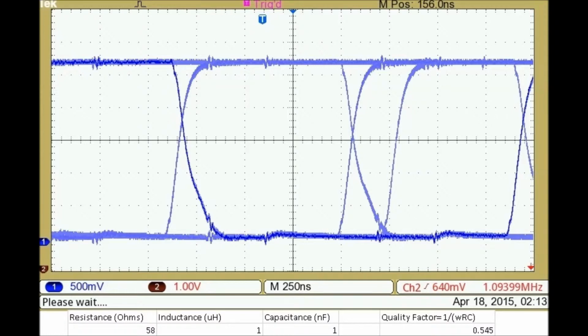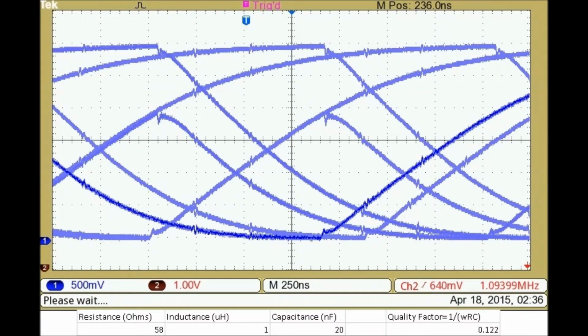However, its quality factor is now 0.545. For the final circuit, signal integrity was compromised. The only parasitic to change was capacitance from 1 nanofarad to 20 nanofarads. This large jump in capacitance severely interfered with the signal, giving an indeterminable eye diagram. Its quality factor is now a staggering 0.122.